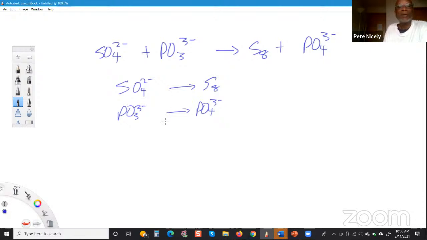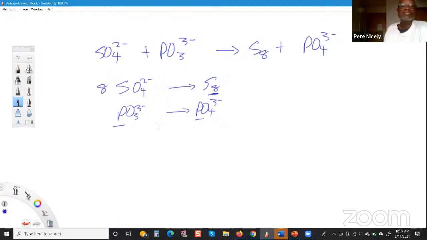The second step is that we balance all atoms excepting oxygen and hydrogen. So that means that in this case, we need to balance the sulfur because we have 8 sulfur atoms here. So I would put an 8 here. In the case of the second half equation, you have 1 phosphorus here, 1 phosphorus here. Don't need to do anything because they're the same in terms of the number of atoms, all right?